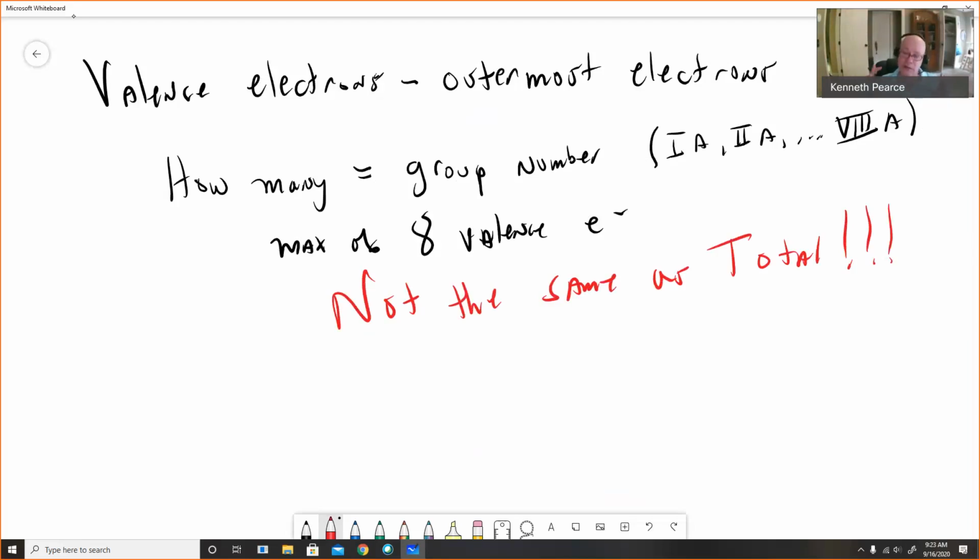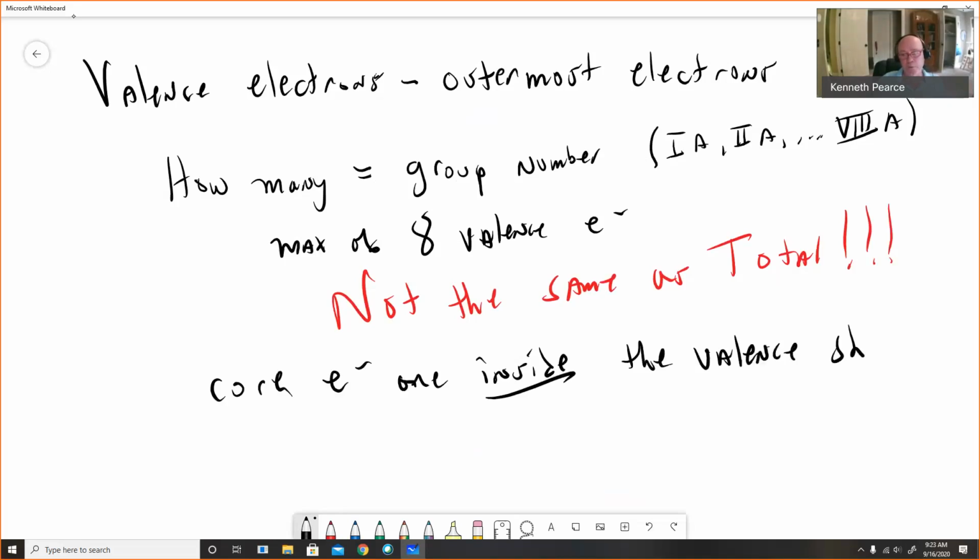There's electrons that are inside the valence shell, and those are called core electrons. So the core electrons are the inside electrons. They are inside the valence shell. And we don't worry about the core electrons because generally other elements can't see the core electrons, C-O-R-E, core electrons. And so we're worried about the valence electrons. And so it's the same as the group number.